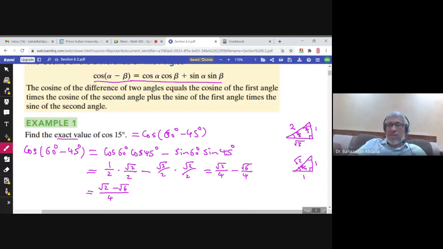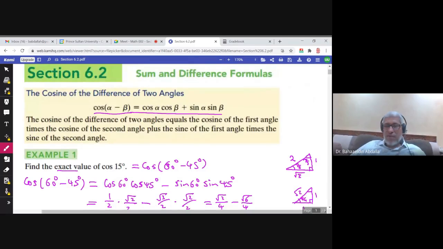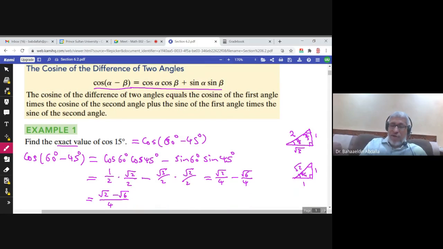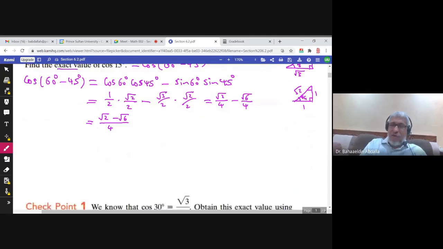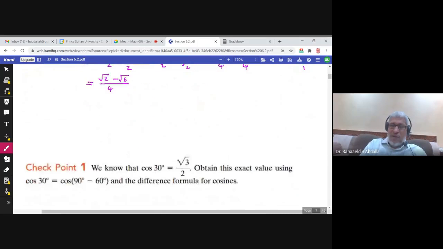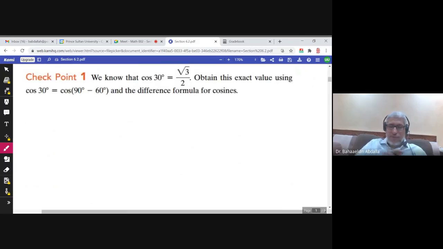So why are we studying sum and difference formulas? Because these formulas enable us to find cosine 15, or cosine 105, for example, if you add 60 plus 45. If you take these three angles which we know, 60, 45, 30, subtract any two of them or add any two of them, you should now be able to find the trigonometric functions of the new angles.